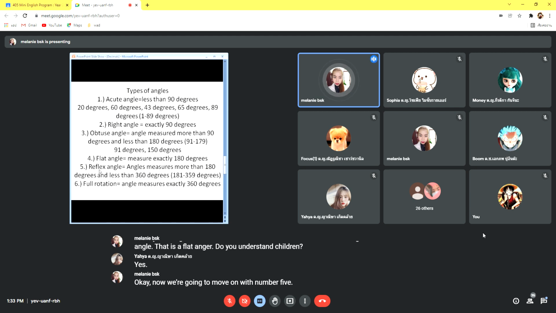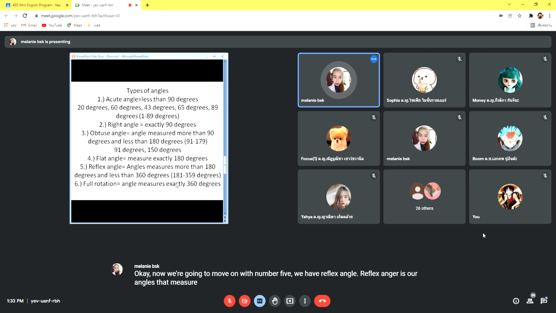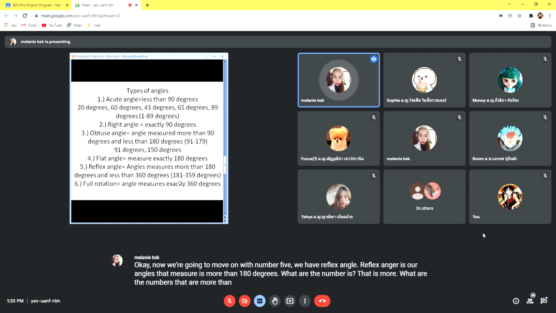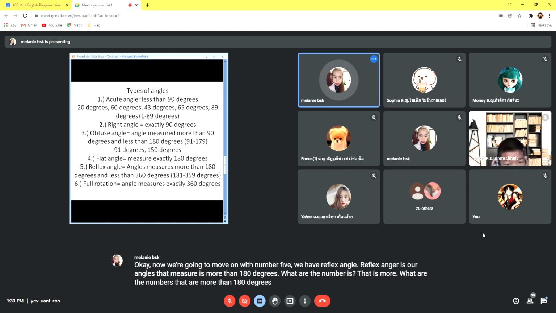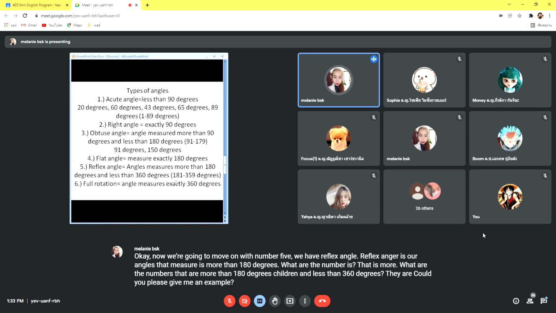We have reflex angle. Reflex angles are angles that measure more than 180 degrees and less than 360. What are the numbers that are more than 180 degrees, children? Could you please give me an example? Could you please give me a number?